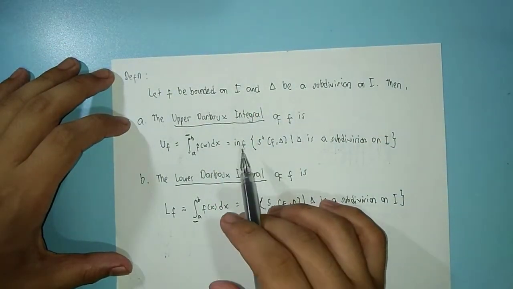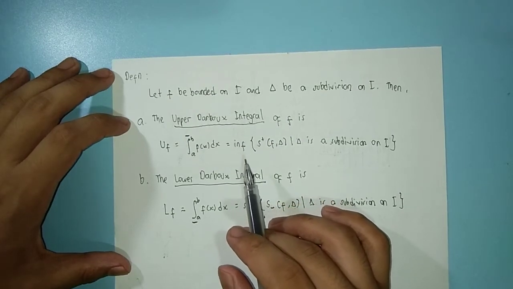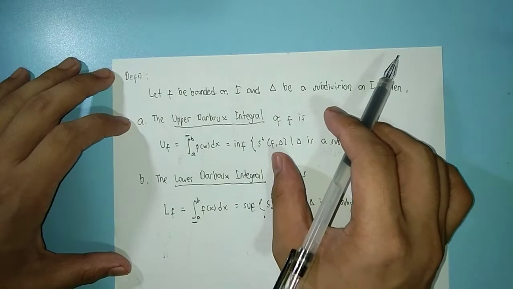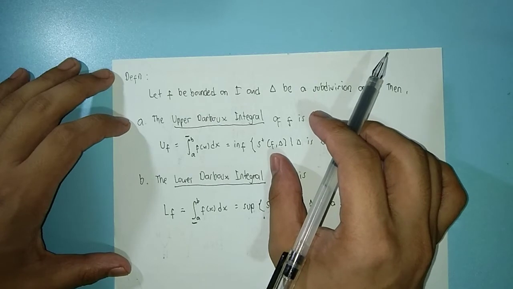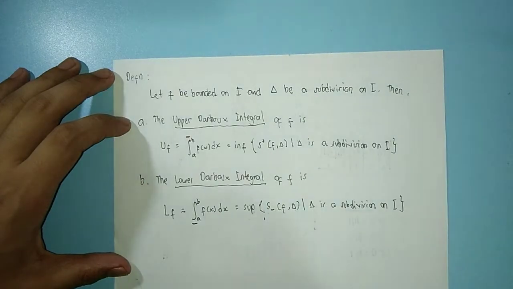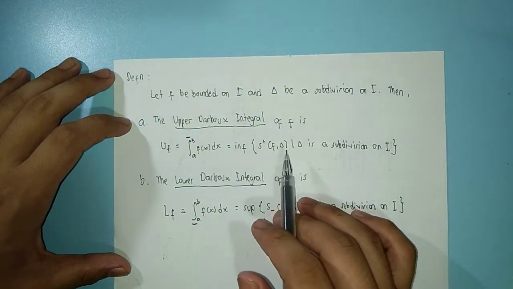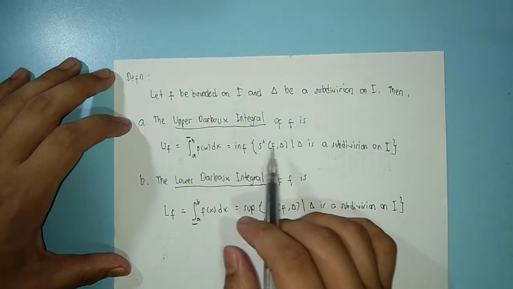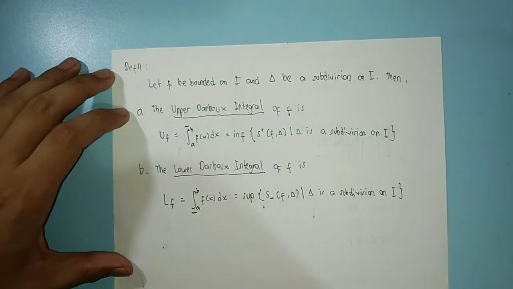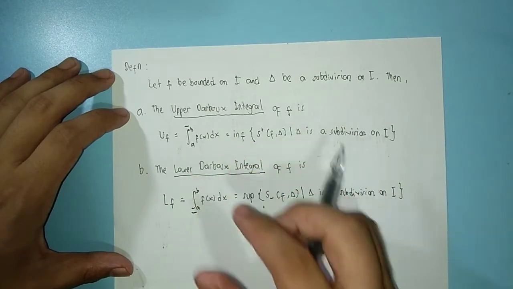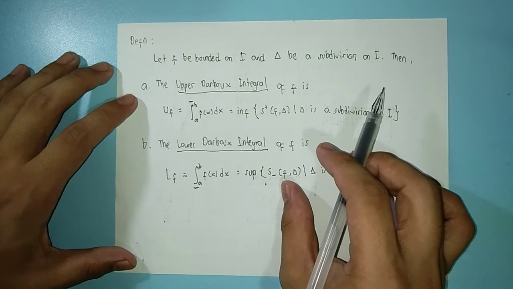Darboux integral, ang kinukuha niya yung infimum. Ibig sabihin yung value na less than or equal sa lahat ng mga upper Darboux sum. Okay? So kung meron tayong set of all upper Darboux sum, depende dito sa delta natin, kukunin niya yung value na less than or equal doon. Okay? Then, dito naman, ang kinukuha nito, yung value na greater than or equal sa lahat naman ng lower Darboux sum.